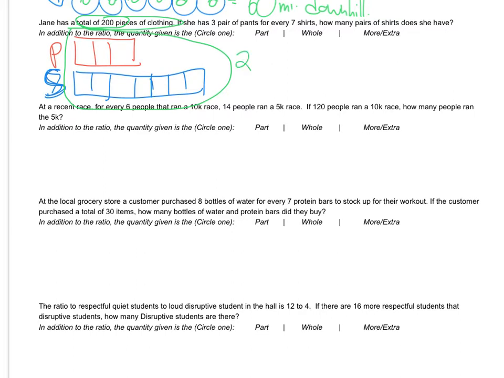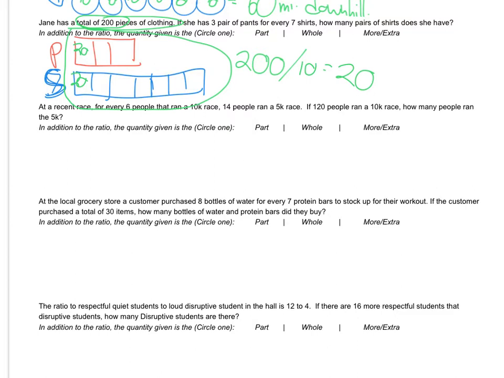So we have 200 total items of clothing, and we're going to divide that by, we have the 3 and the 7, so that would be divided by 10, which gives us 20. So there's 20 in each of these, every single one.